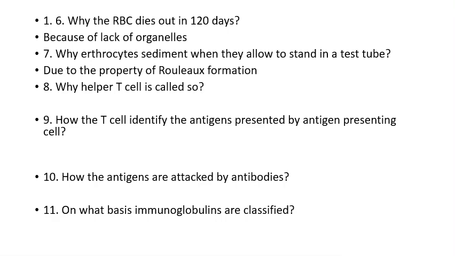Why is helper T cell called so? It is called helper because it helps the B lymphocytes or B cells to get activated to plasma cells. And once the B cells are converted into plasma cells, they produce antibodies.